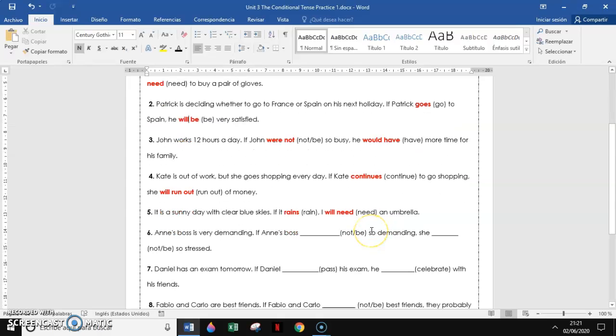Let's have a look at number 5. It is a sunny day with clear blue skies. Is this probable to happen? If it rains, I will need an umbrella. Another likely situation, another probable situation, right? This is probable to happen. That's why I need to use the first conditional. If it rains, present simple, I will need an umbrella. First conditional, will, right?